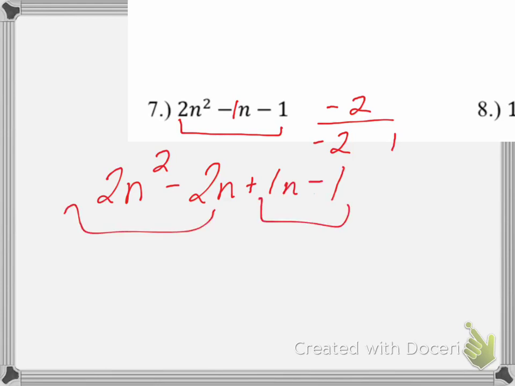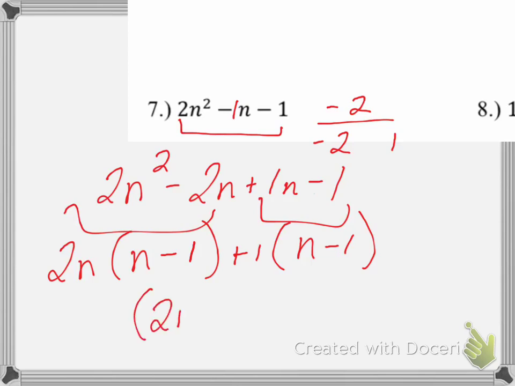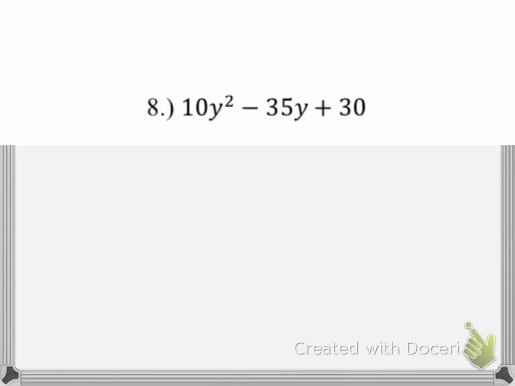Group and factor, so I could take out a 2n, leaving me with n minus 1. Take out a positive 1 here, that's n minus 1. So my final answer is 2n plus 1 and n minus 1. And then finally from the section, number 8.